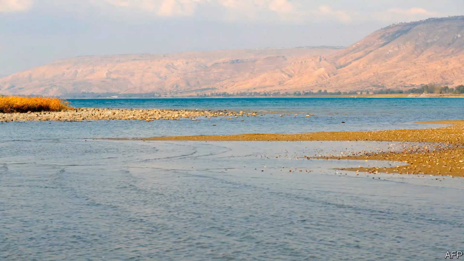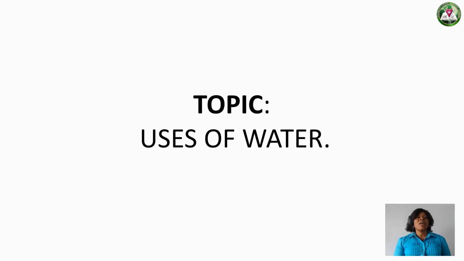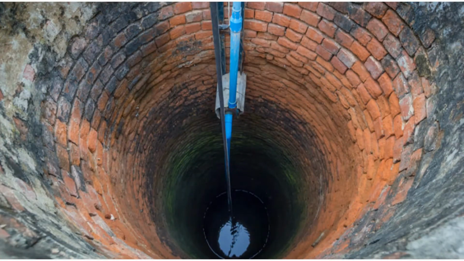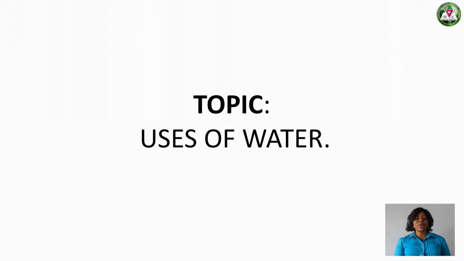And we have two types of water. The main two types of water are natural and artificial water. Examples of natural water: rain, those ones that are made by God, rivers, oceans, and so on. Then examples of artificial water are boreholes, which are so common these days, wells, and so on.